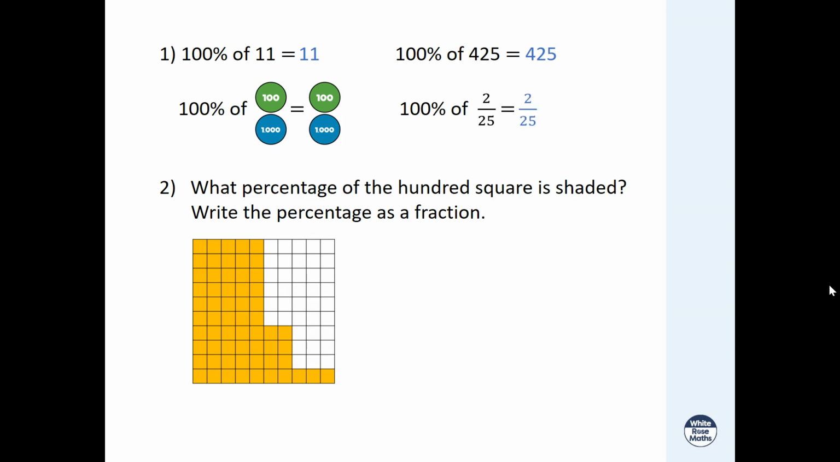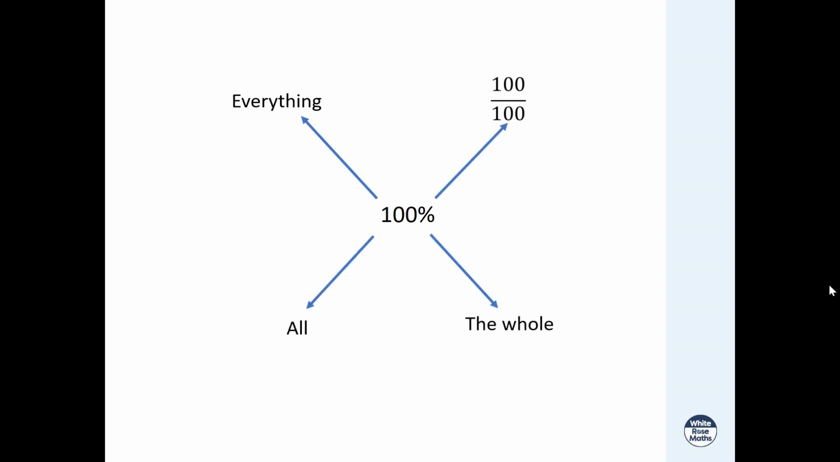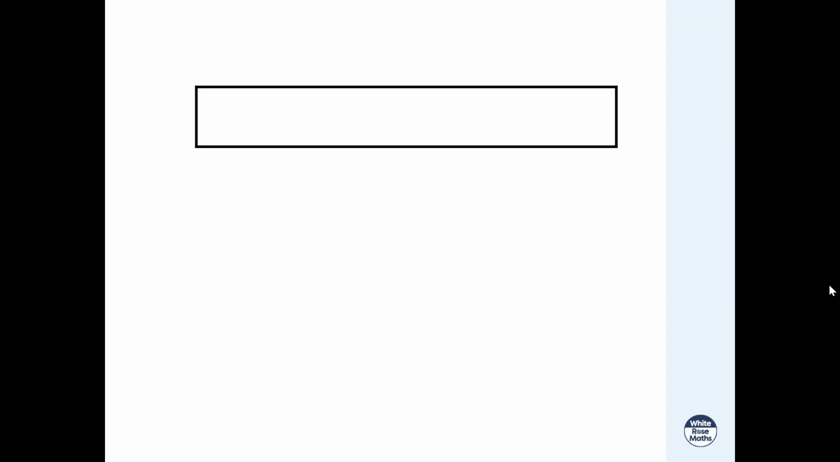So if you have a little look at our 100 square, what percentage of the 100 square is shaded? And can you write that percentage as a fraction? So we should have 61% because 61 of the squares are shaded in yellow. And that shows that it is 61 hundredths. Now, if we look at 100%, 100% is everything, the whole number, 100 hundredths, everything and all of that number.